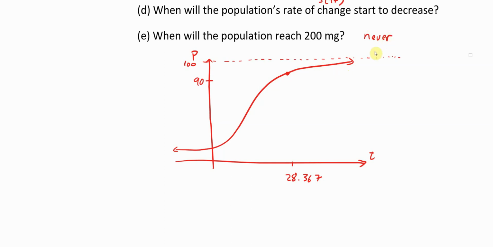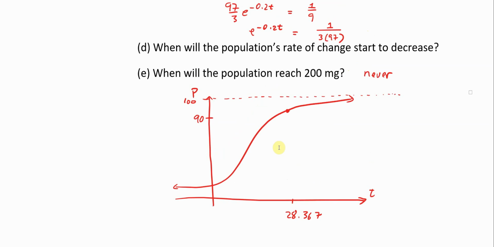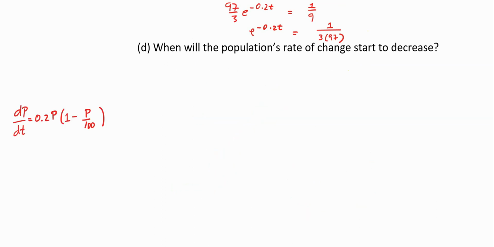Now the second to last question here: when will the population's rate of change start to decrease? Now this requires a little bit of deeper thinking. This is like saying, when is dP/dt going to decrease? This is the rate of change, right? So when is dP/dt going to decrease? There are two ways to answer this question. One way is we can look at the second derivative. That comes in very handy.